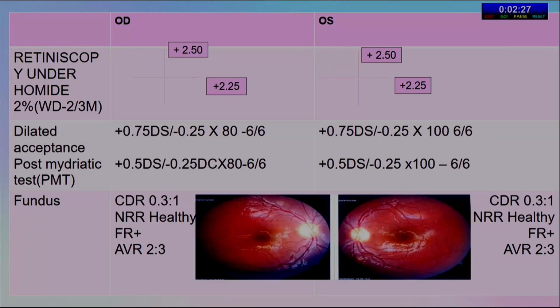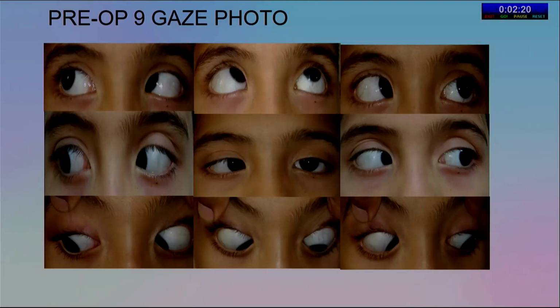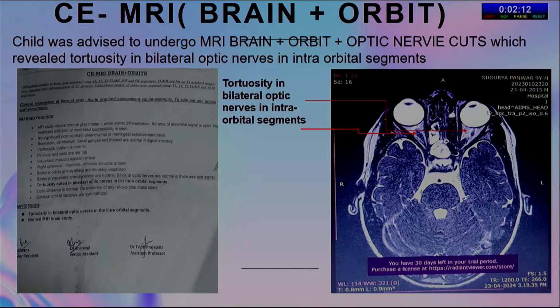Retinoscopy, acceptance and fundus examination were within normal limits. This was the pre-op nine-gaze photo of the patient showing right eye esotropia. A CE-MRI brain plus orbit was done for the patient, which revealed bilateral optic nerve tortuosity in the intraorbital segment.